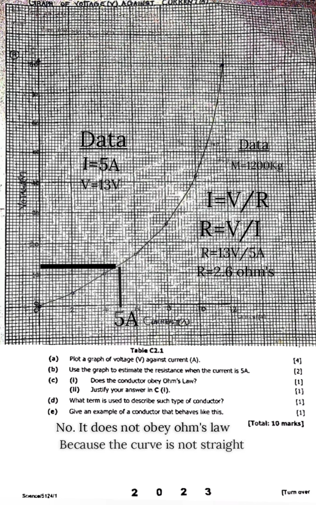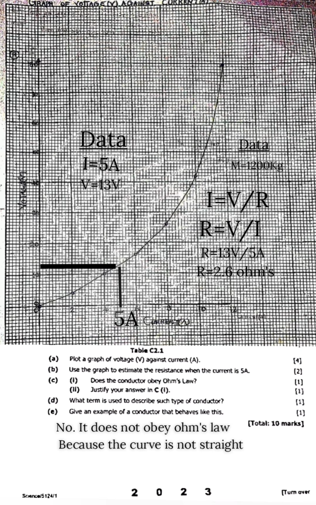So here I'm saying the conductor can only obey Ohm's law when the curve is straight. Now, if the curve is not straight, that conductor is not obeying Ohm's law, or that conductor can't obey Ohm's law. So to justify our answer here, I'm saying because the curve is not straight.